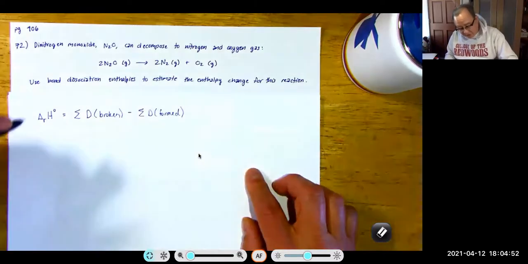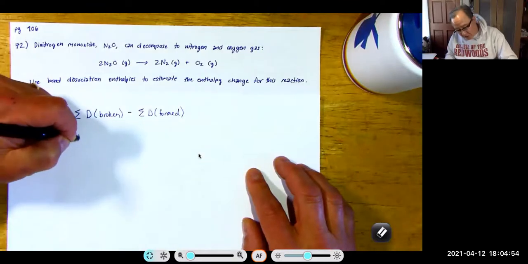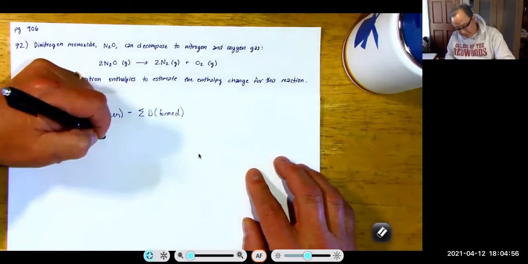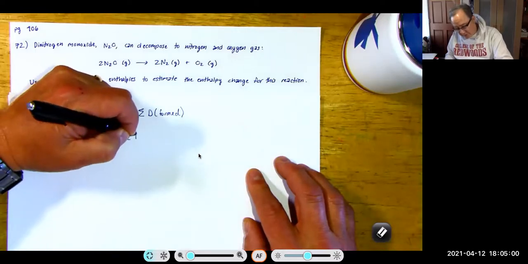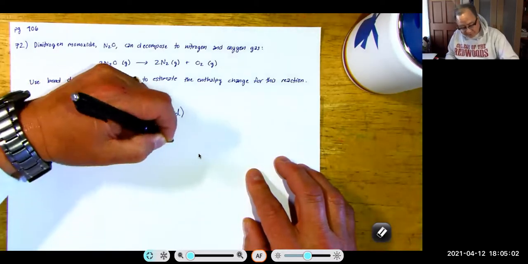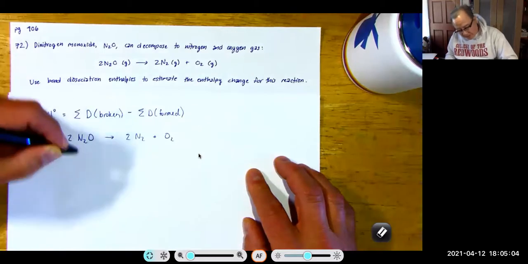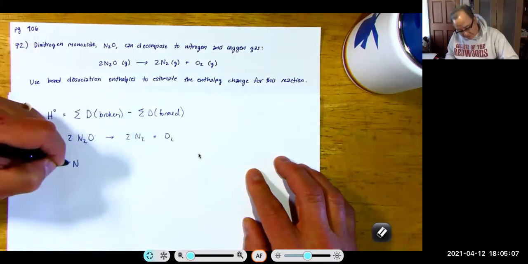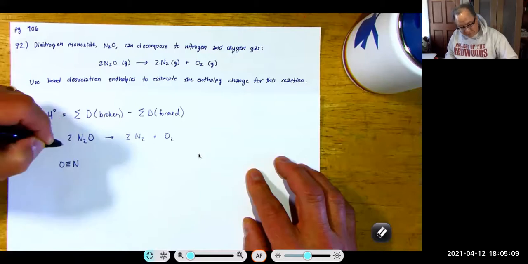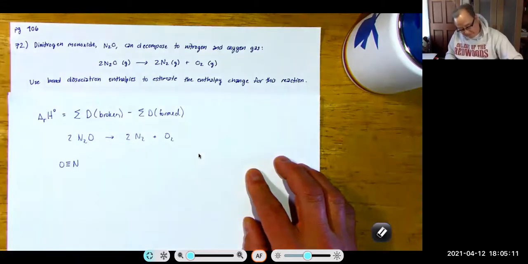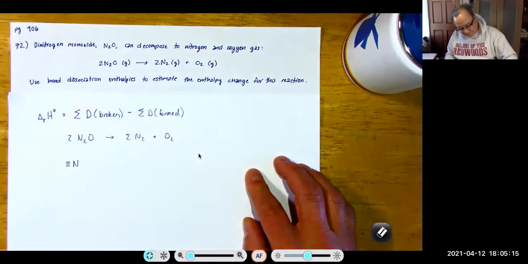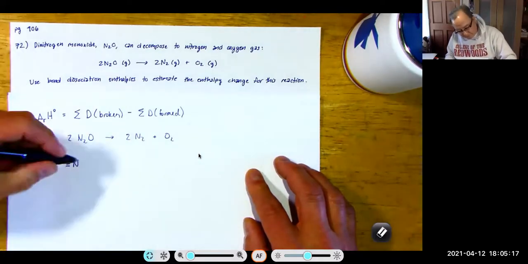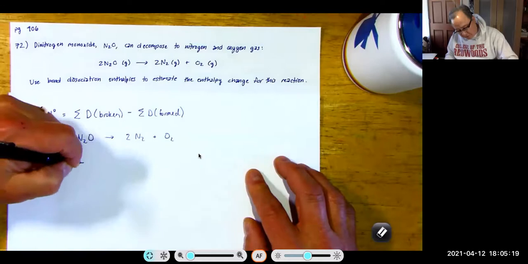Okay, so the reaction is 2 N2O gives us 2 N2 plus O2. And we're going to need our, whoops, I made a mistake. We're going to need our Lewis structures.